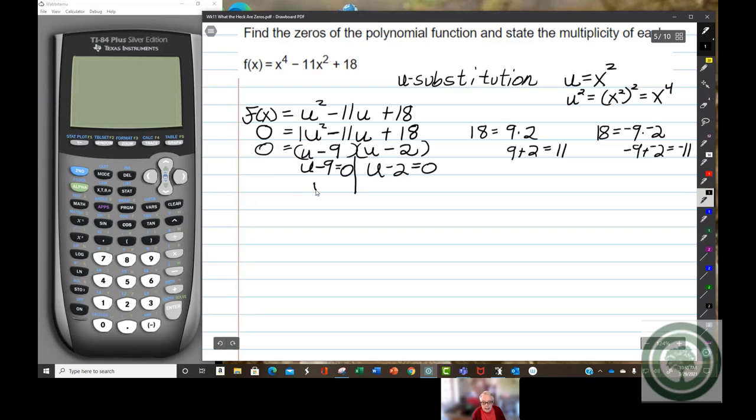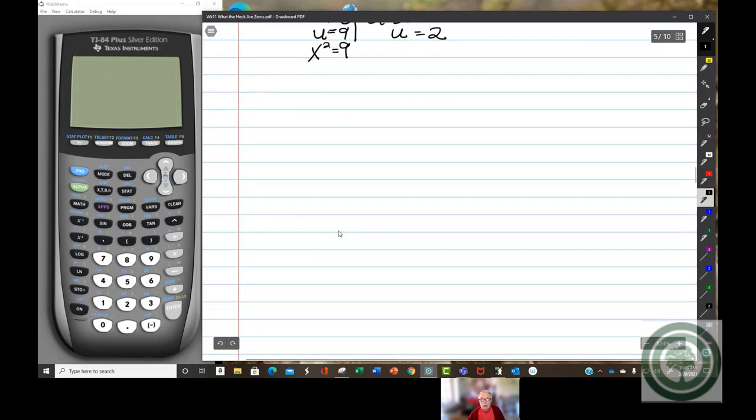I add 9 to both sides, I get u equals 9. I add 2 to both sides, I get u equals 2. But I have to not let myself believe I'm done, because u equals x squared. So now I have to re-substitute. X squared equals 9, and x squared equals 2. And I'm going to solve this with the square root method.